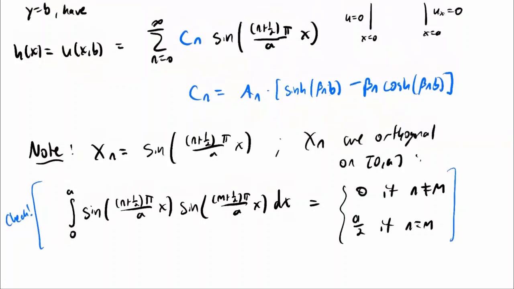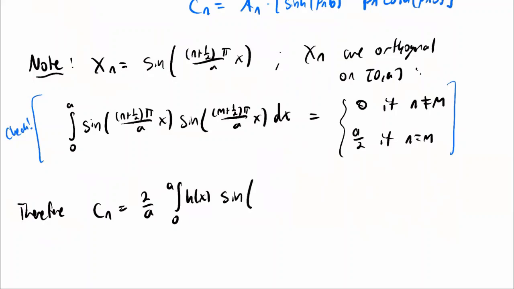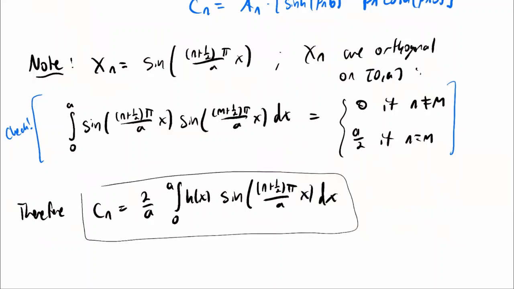Okay, but assuming you have this orthogonality property, we can calculate the coefficients here just as we would for the usual sine Fourier series. And so in particular, we end up with Cn has to equal 2 over a times the integral from 0 to a of the function h of x times xn, or times sine of (n plus 1/2) pi over a x dx. Right, so these are kind of like the usual Fourier coefficients for this orthogonal system of functions.